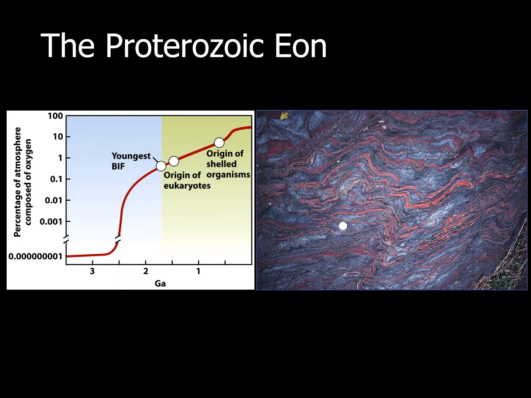So you can see when we look back at our banded iron formations, the youngest ones we have are about 1.75 to close to 2 billion years old. And the oldest banded iron formations we have are around 2.5. So you can see here where we start out with very, very low amounts of oxygen in the Archean. Once we hit the Proterozoic, when stromatolites become abundant, oxygen skyrockets.